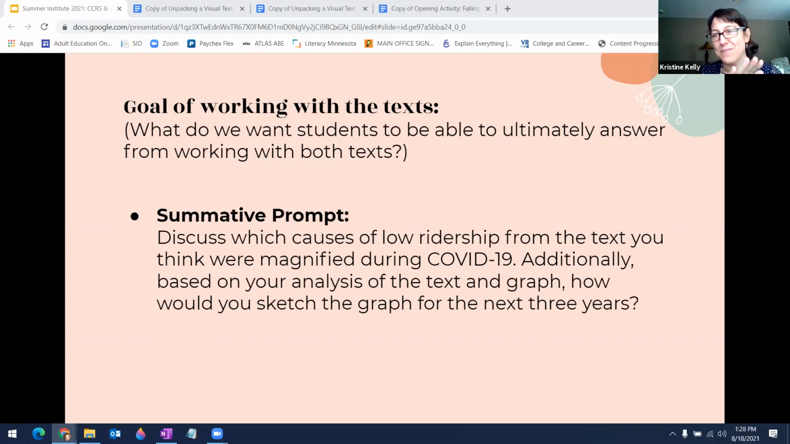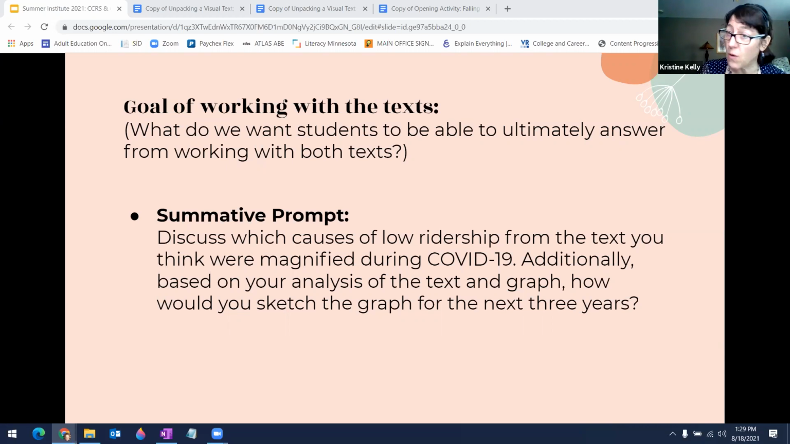I used magnified because magnified happened to be one of our academic vocabulary words. Additionally, based on your analysis of the text and graph, how would you sketch the graph for the next 3 years? That was an addition that Lindsey made. Now, this is something that even my high AS students might struggle with. And that's why I wanted to build up some knowledge in order to give them more to talk about and more to write about and a greater understanding. And this is a big summative prompt.